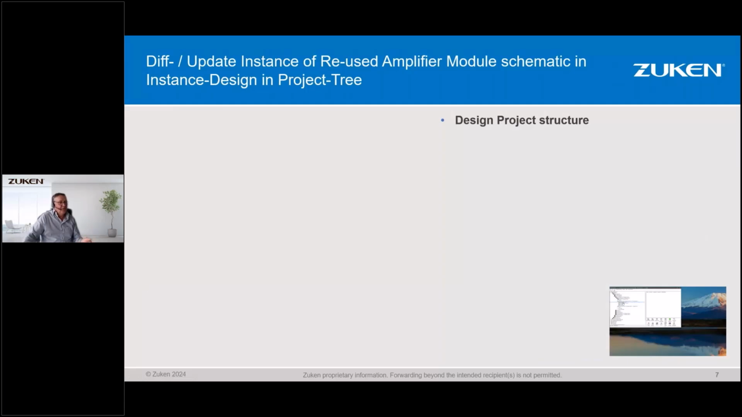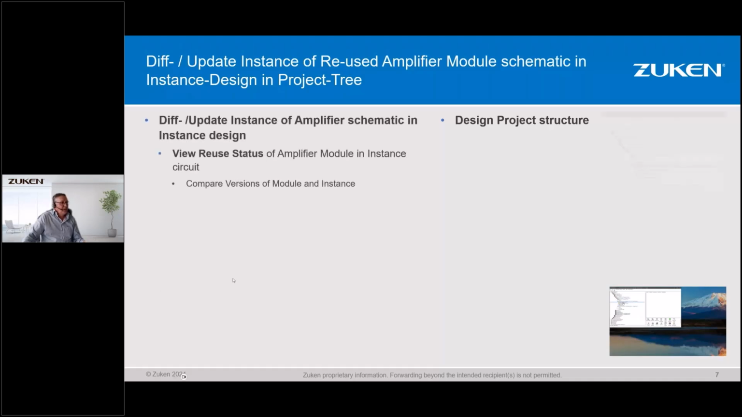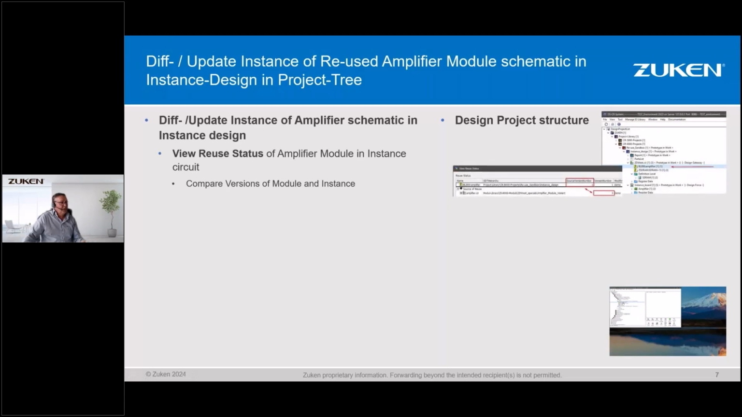Now we go step by step and update the schematic. So we want to find out what is the change on the schematic side, but then also how do I get the change from the layout side into my instance board. So what we actually do is we will use the functionality diff update instance, and as a first stage, of course, I will use the feature view reuse status on the amplifier module instance of my design, and whether I'm in sync or not. And this is exactly what we will see down here then. So this is the first thing we will do.